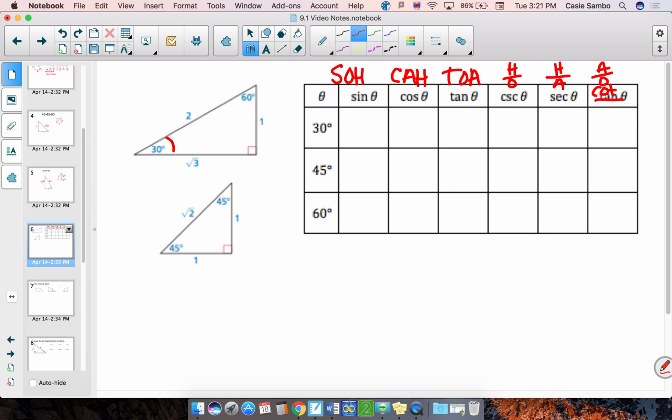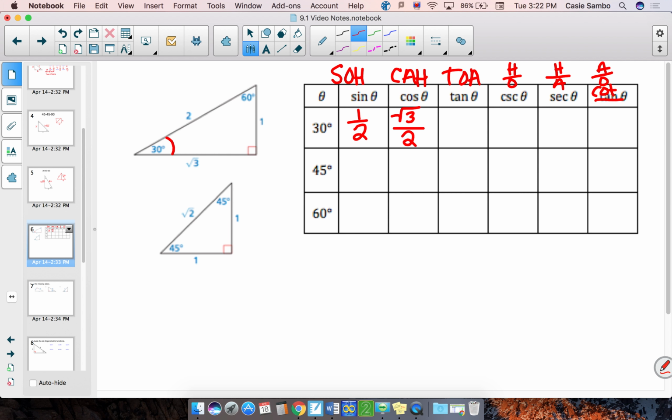So if we're looking at our 30-degree angle here, for our sine, we want the opposite over hypotenuse. So our opposite's 1, our hypotenuse is 2. So the sine of this first triangle at 30 degrees is going to be 1/2. On our cosine, we want our adjacent, which is the square root of 3, over our hypotenuse, which is 2.